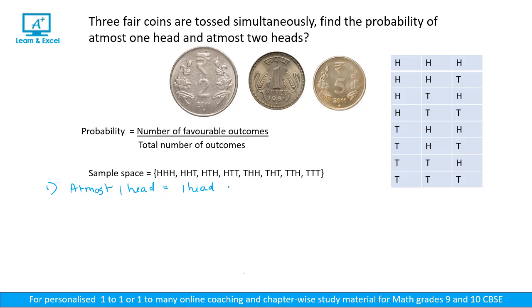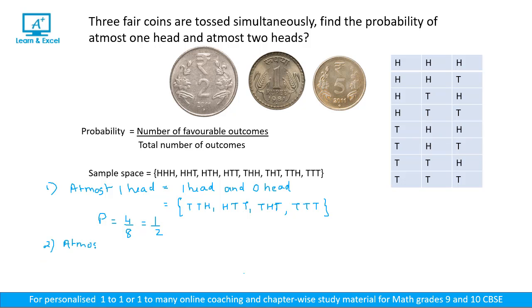and 0 head. So for one head, the favorable outcomes will be TTH, HTT and THT, and 0 head will be TTT. The probability will be equal to the number of favorable outcomes, which is 4, upon the total number of outcomes, which is 8. So the probability is going to be 1 by 2.